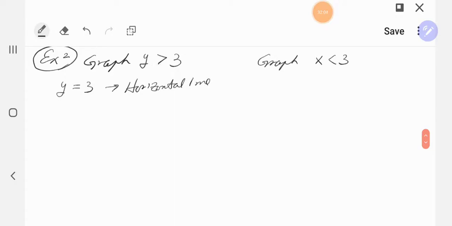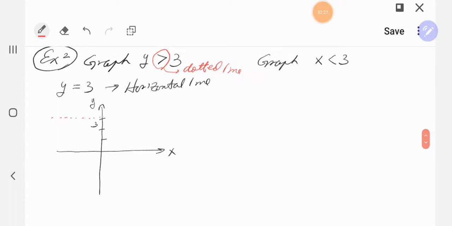So y is greater than 3 means, once we graph it, this is a horizontal line, x-axis, y-axis. The y value is 3, right? And there's no equal sign, so it's going to be a dotted line, a dashed line. So it's a horizontal line, and we're going to draw a graph like this. This dotted line is the equation y equals 3.